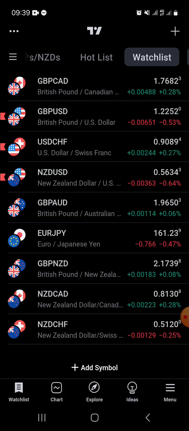So on this watch list is what we'll be looking out for this week. From GBP CAD down to NZDCHF, we have about nine pairs in total to watch. So I would like to go into it quickly now. Let's start with GBP CAD.